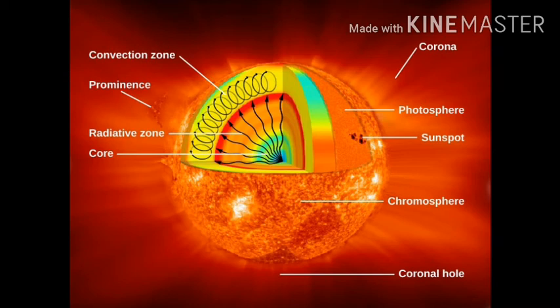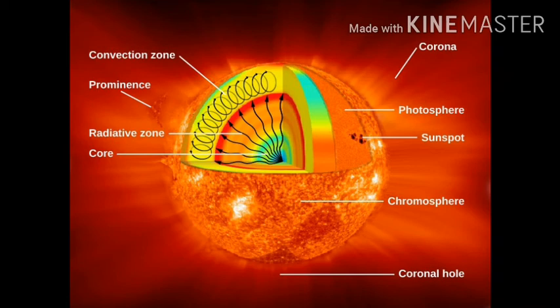Now some more important points you should know: solar winds. What is that? The sun is continuously emitting streams of particles in all directions. They are known as solar winds.